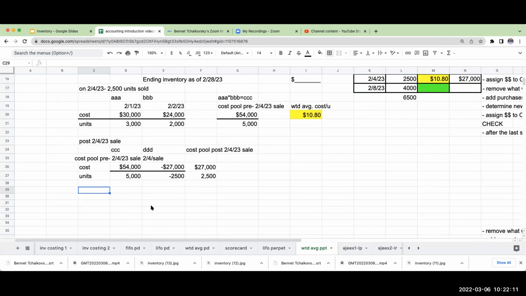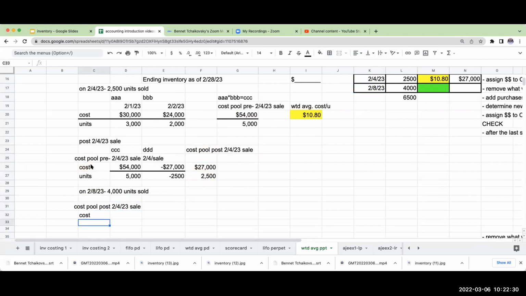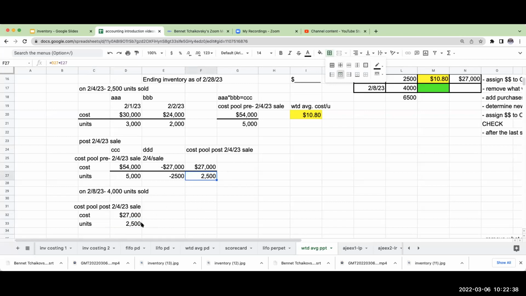On 2/8/23, I sold 4,000 units. So what was in my inventory? Well, I have my cost pool post 2/4/23 sale, and this is going to be 27,000 divided by 2,500 units. I remove the old stuff out. If you don't do this, it's not going to work out. So this is my old one, and I'll just highlight this here so you can see where it's flowing.